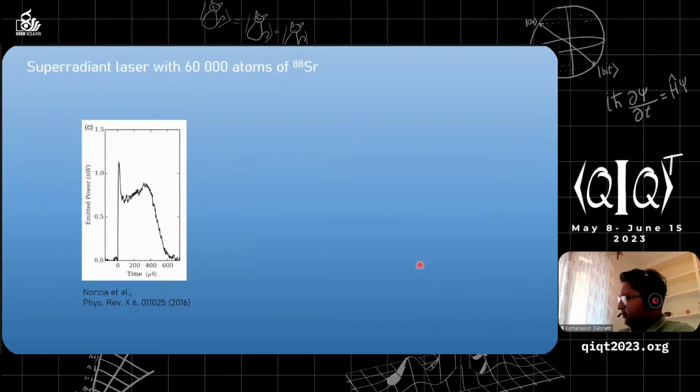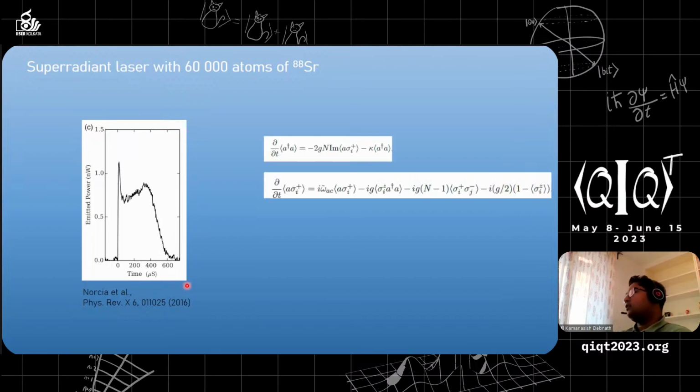And this is one of the plots from the experimental group where they have actually shown this lasing with 60,000 atoms of strontium. But after a certain time, they couldn't maintain the emitted power because the atoms would leave the trap, and the atoms are lost, and therefore there is no more emission. So what they obtain here is a quasi steady state, but not really a steady state. You can see it's in microseconds, so it's not sustainable.